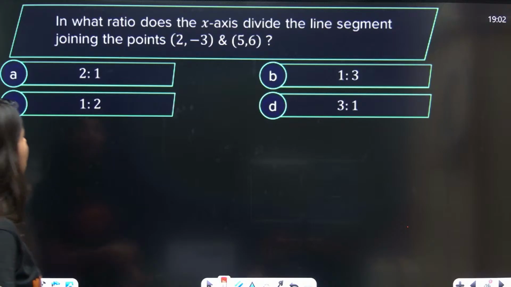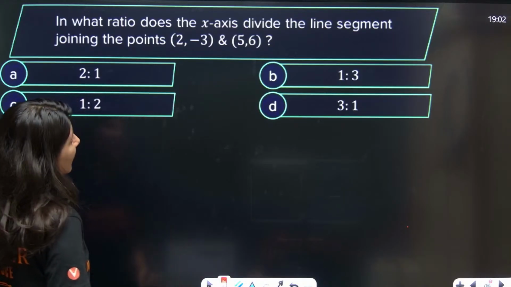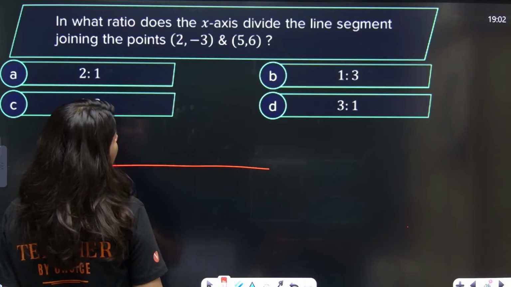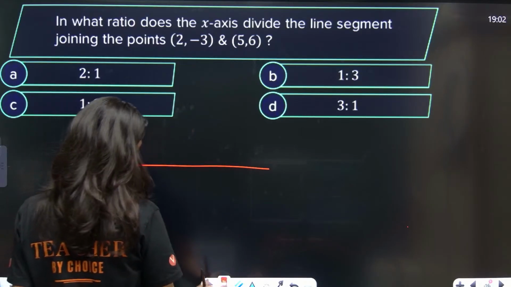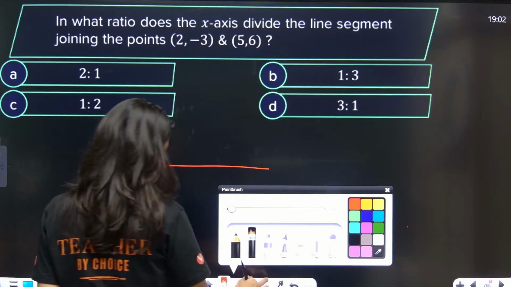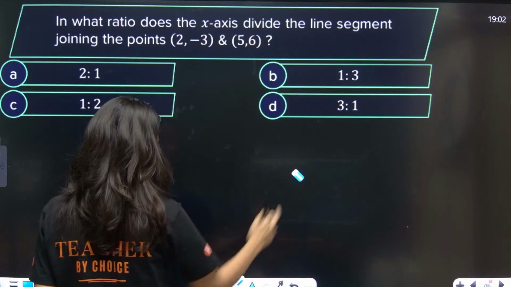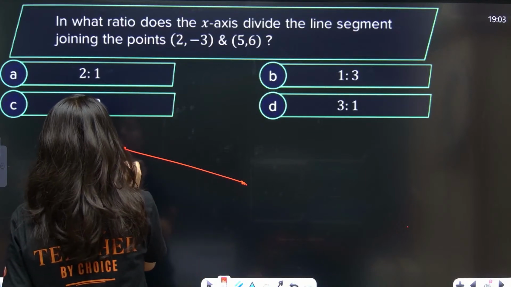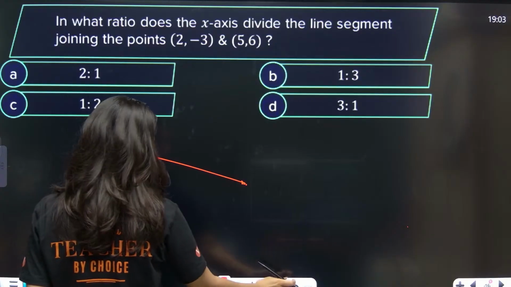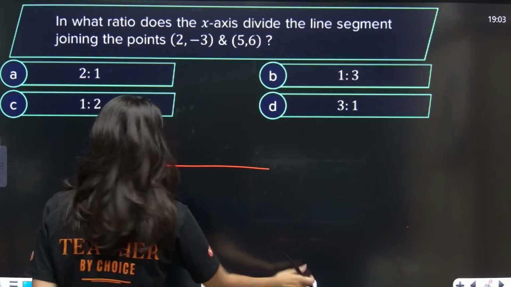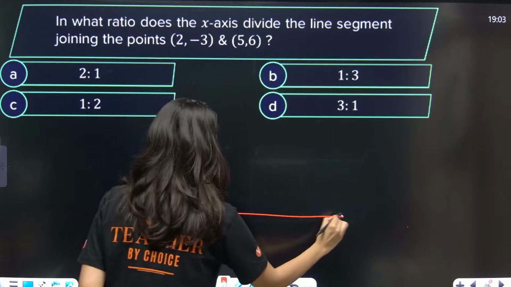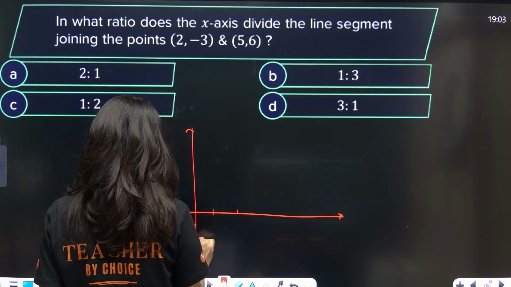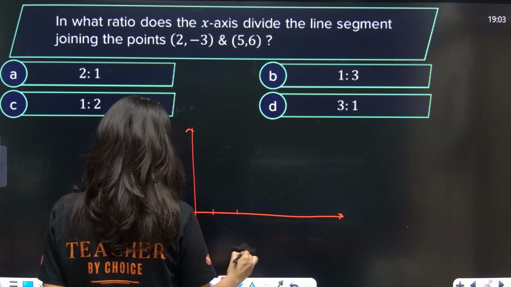Okay. So let's see in what ratio the x-axis divides the line segment. Let me draw an x-axis. So there is this x-axis, or let me just not draw it. Even better if I draw a complete coordinate geometry, x-axis and y-axis. 2 comma minus 3 will lie over here.